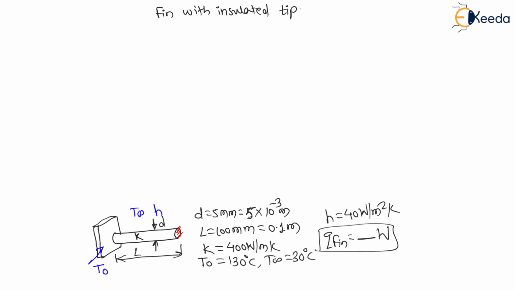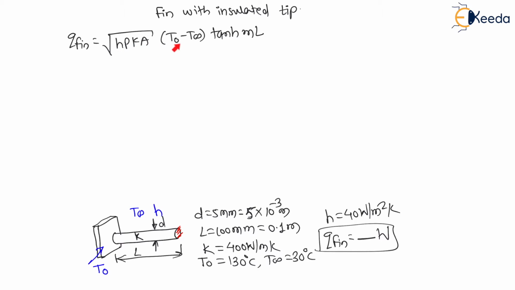Now here, for this case, the formula to find heat transfer through the fin is nothing but under root of hPkA, and outside this root, hPkA, T naught minus T infinity tanh mL. This is the formula to find heat transfer through the fin. Very simple formula. Generally you have to remember this formula.